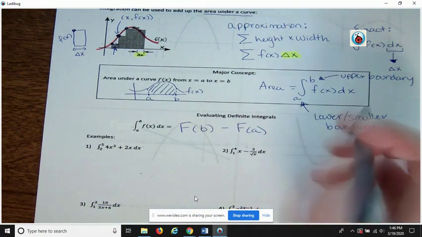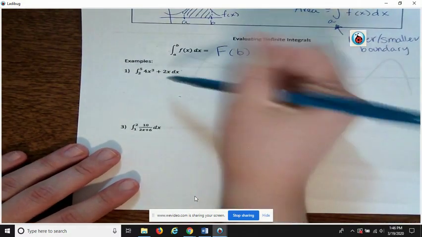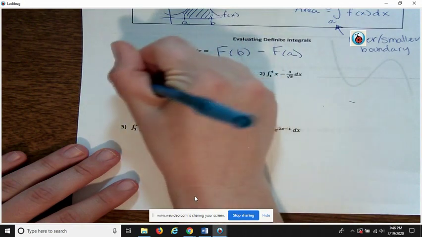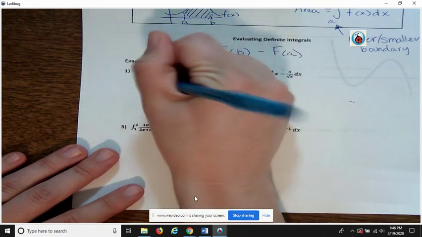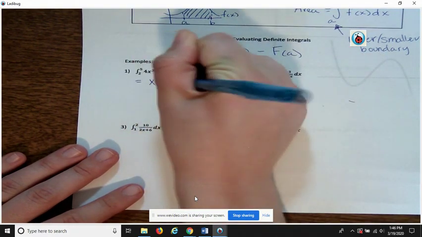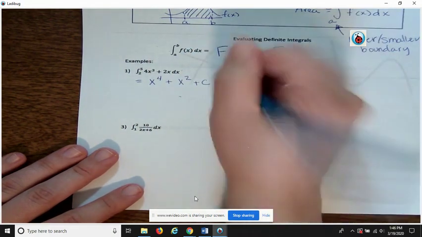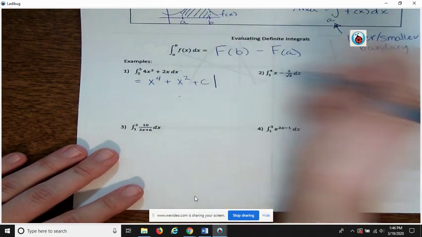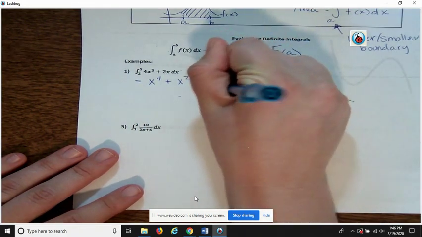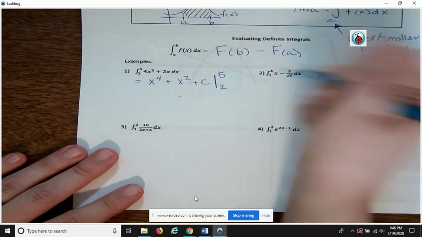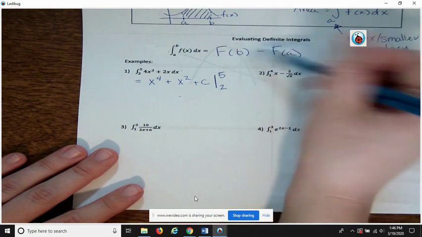So let's do an example. Maybe this will make more sense. First, let's look at this one. When we integrate this like normal with an indefinite integral, what we're going to get is x to the fourth plus x squared plus c. That's what we would get with an indefinite integral. But this time, we draw this little bar, and we're evaluating this function from 2 to 5, where 5 is our upper boundary, 2 is our lower boundary. So now we're going to do what we said we would do up here.